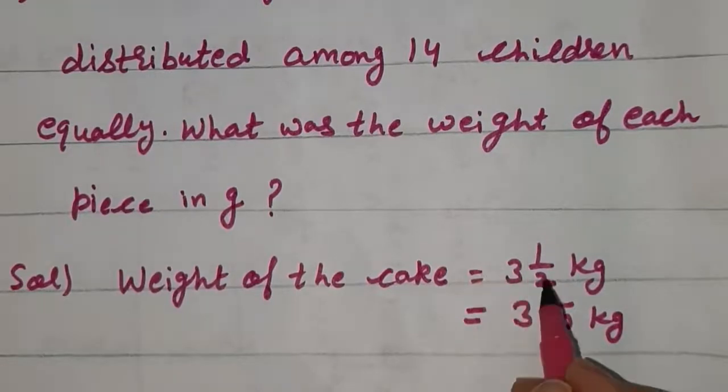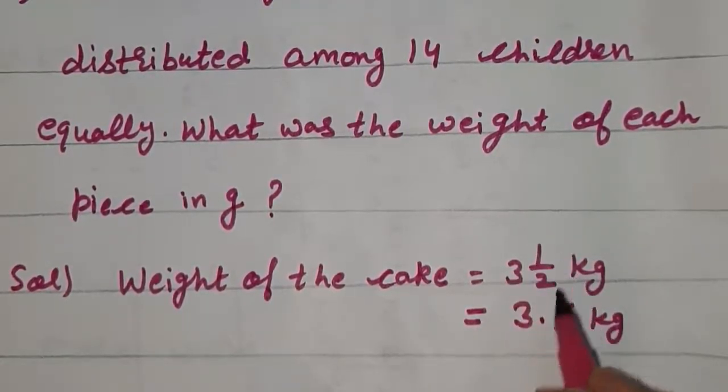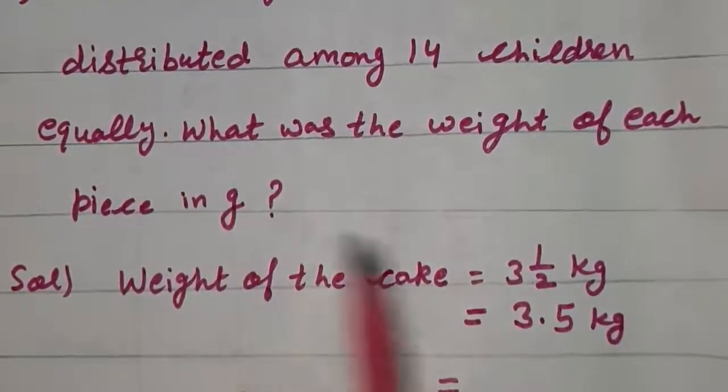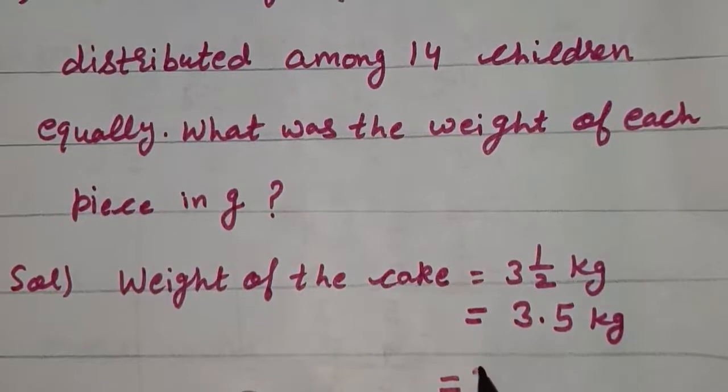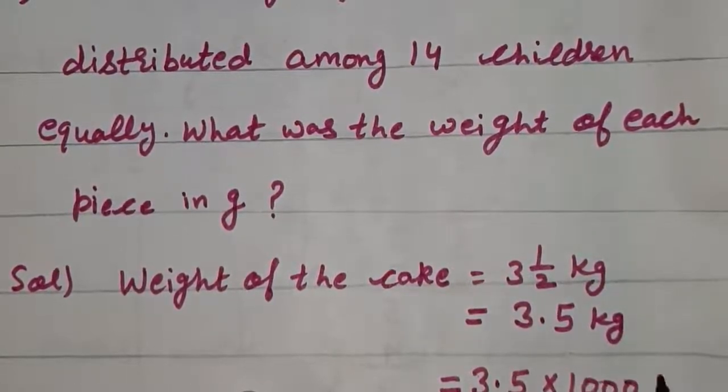Or you can do in the form of fraction also. 2 3 is 6 plus 1, 7 upon 2. 7 upon 2 means 7 divided by 2. It will give the answer 3.5 kilogram. Now we have to give our answer in gram. So we will convert. It will become 3.5 multiplied by 1000 gram.